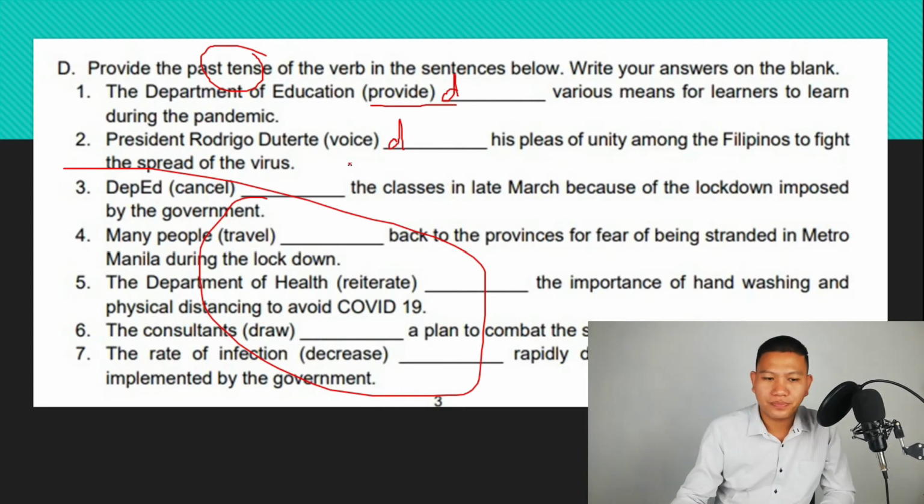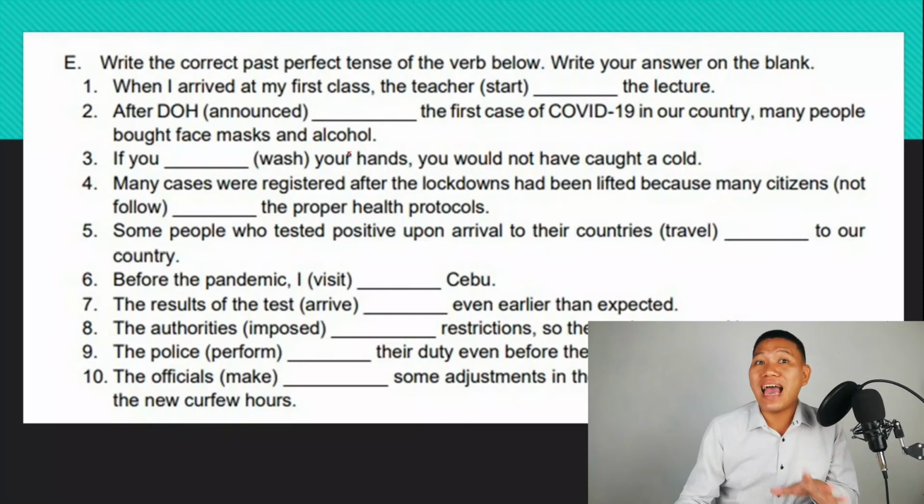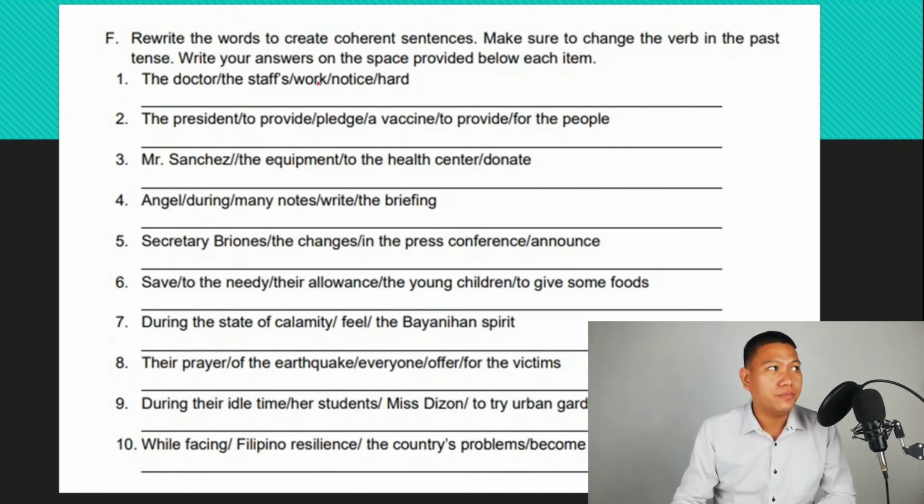Okay? Take note, sometimes when we change the verb into its past form, sometimes we change the letter, sometimes we add a letter before ED or before D. Okay, take note on that rule.